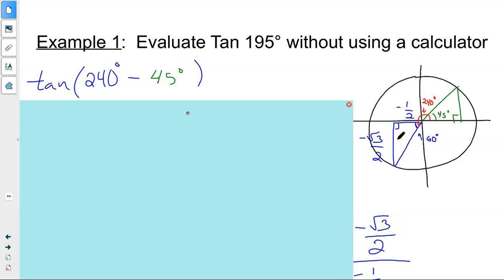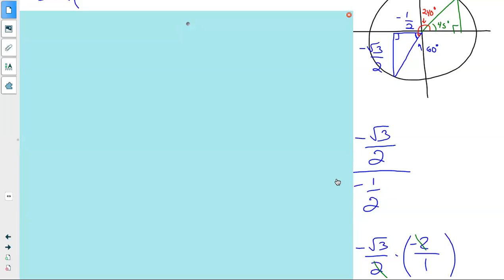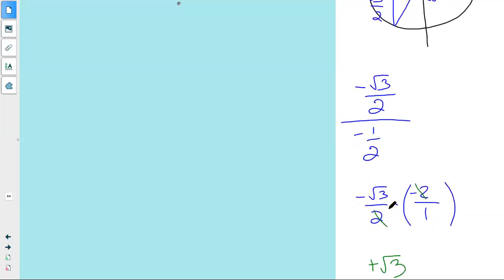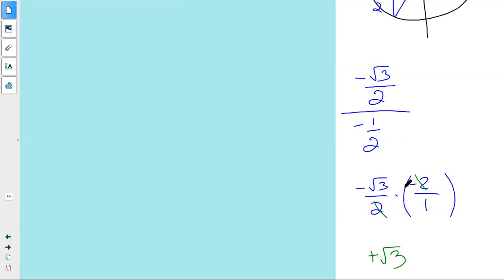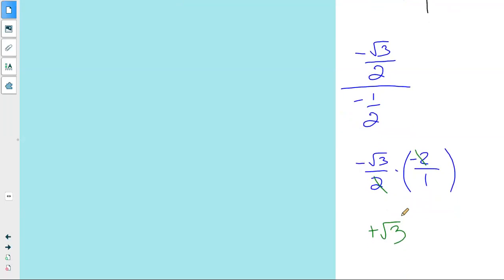So what we have to do now is calculate the tangent of this angle here. So tangent is opposite, negative root 3 over 2, over adjacent, negative 1/2, or y over x, depending on how you're looking at it. So my work for that is right here on the right. So negative root 3 over 2 divided by negative 1/2 is going to produce a positive value. I multiply by the reciprocal of the denominator, simplify my common factors here, and end up with a positive root 3 as the tangent of 240 degrees here.